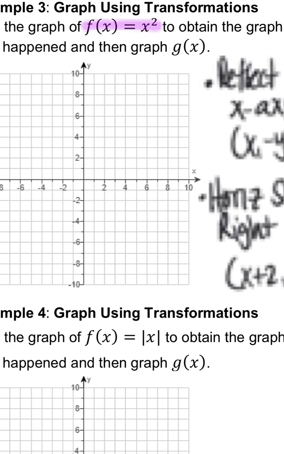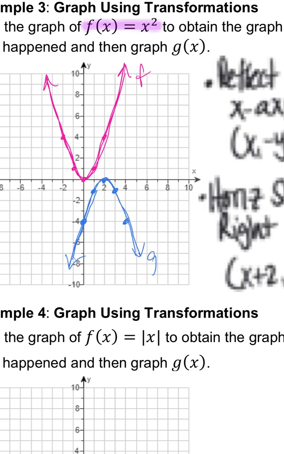All right, so let's plot the points really quick. -2, 4, -1, 1, 0, 0, 1, 1, and 2, 4. So that is a curve, not an absolute value. That's terrible. All right. And then the next set of points is 0, -4, 1, -1, 2, 0, 3, -1, and 4, -4. And there is your G. So we shifted it to the right and flipped it over.